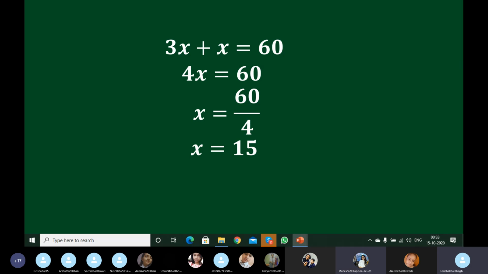Yes, 45. So son's age is 15 years and father's age is 45 years. Understood the second method? Yes, ma'am.